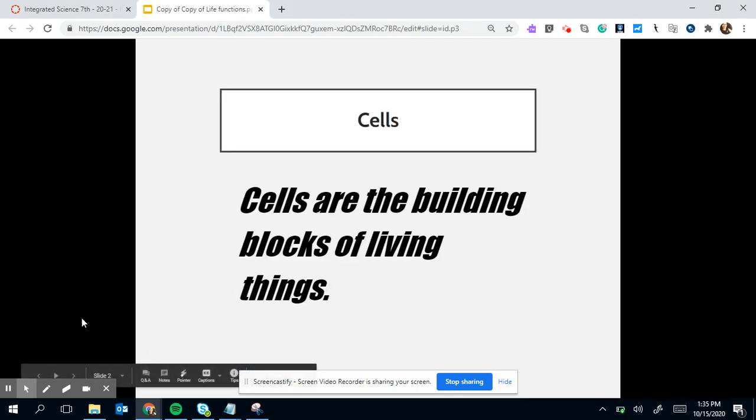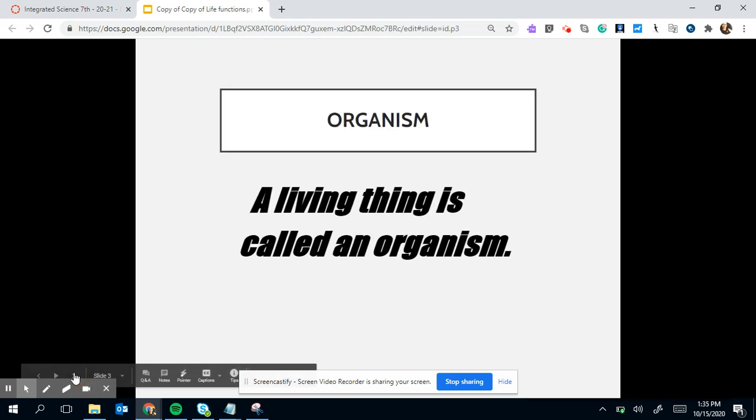Living things are made of cells. Cells are the building blocks of living things. An organism is something that is created by cells. A living thing is called an organism. We would not call a rock an organism because it is not a living thing. We would not call the sun a living organism because it is not a living thing.